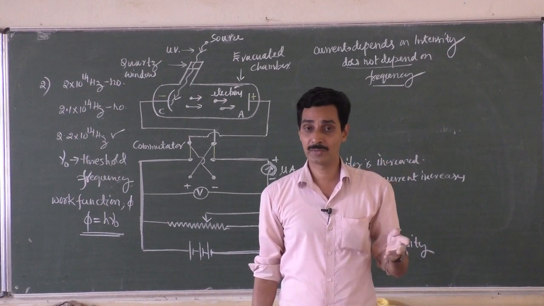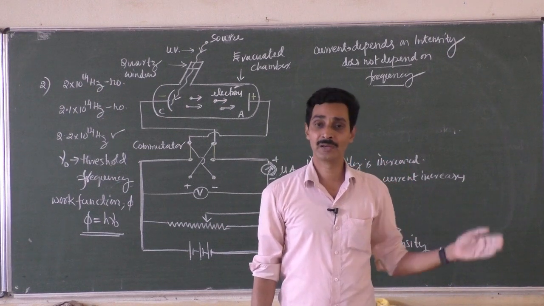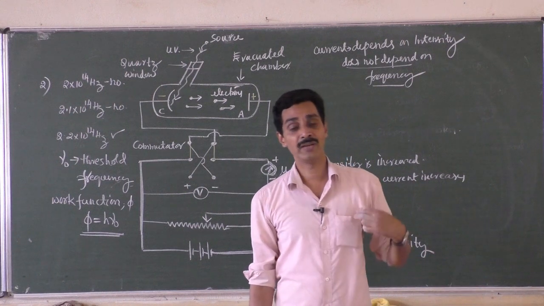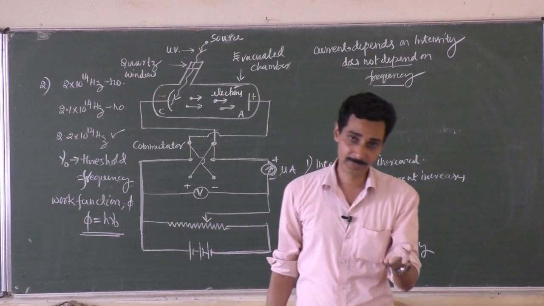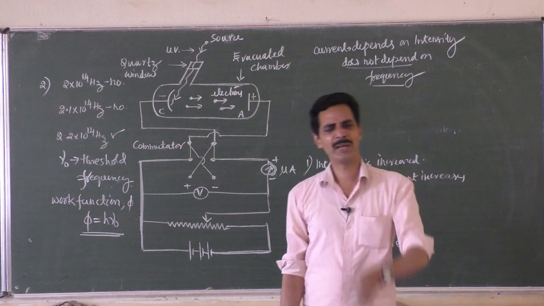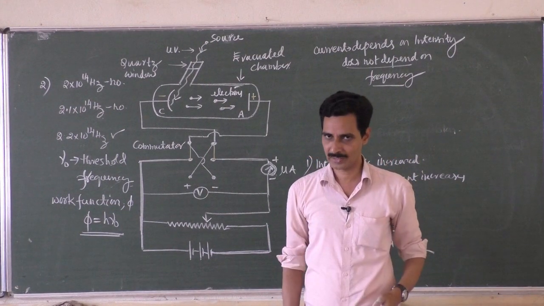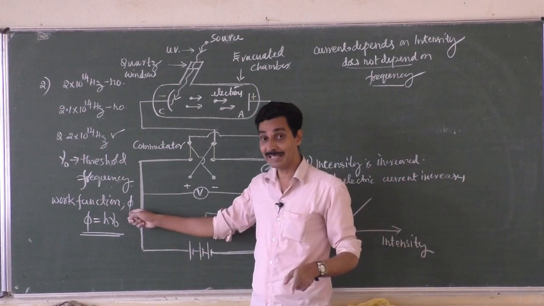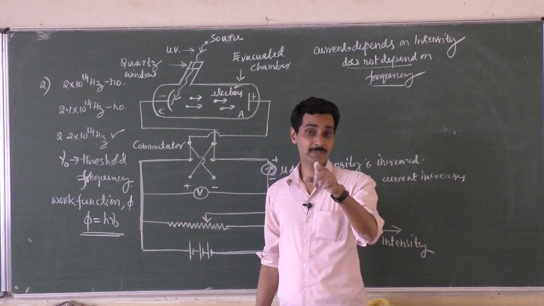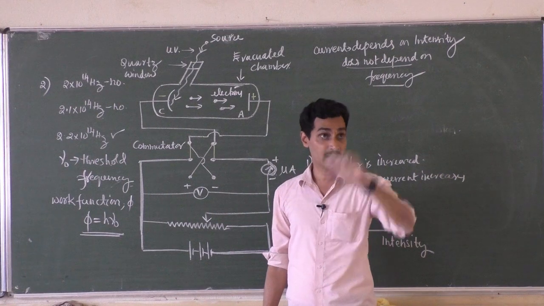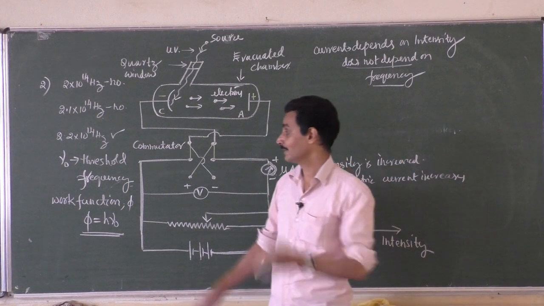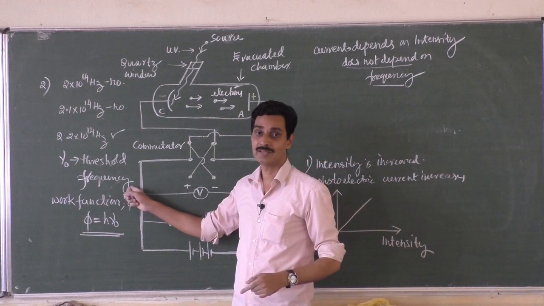If you have 500 rupees, you don't pay 100 rupees as a bus ticket. If you have 50 rupees, you don't pay 50 rupees as a bus fare. You will pay only 80 rupees. It does not depend on how much money you have in your pocket. So the work function depends on the material. The traveling expense depends on the distance through which you travel, the house to which you have to travel. It doesn't depend on the incident frequency, right?